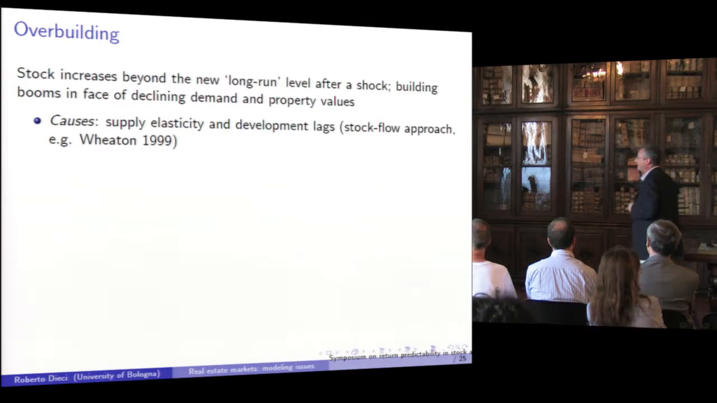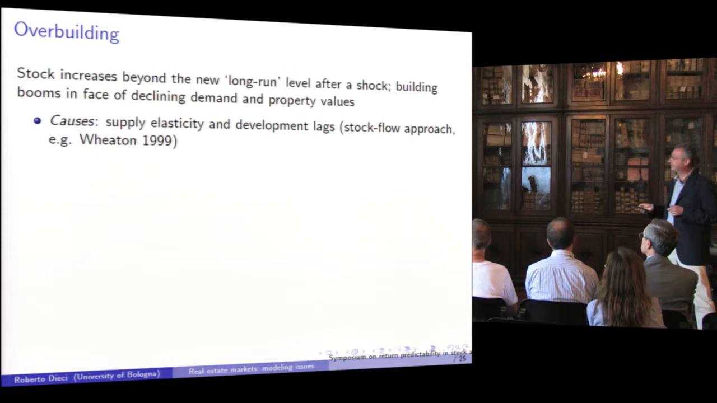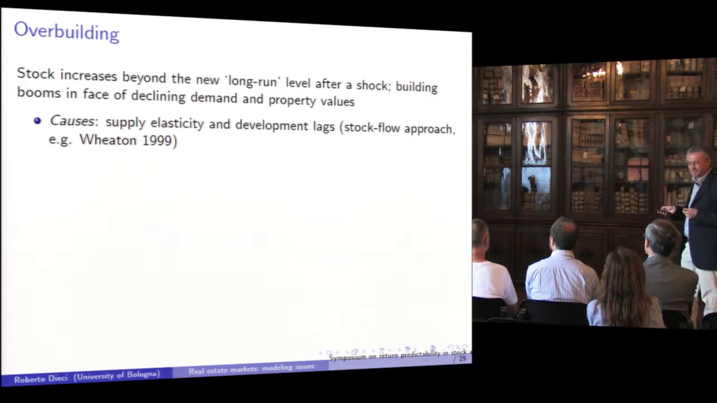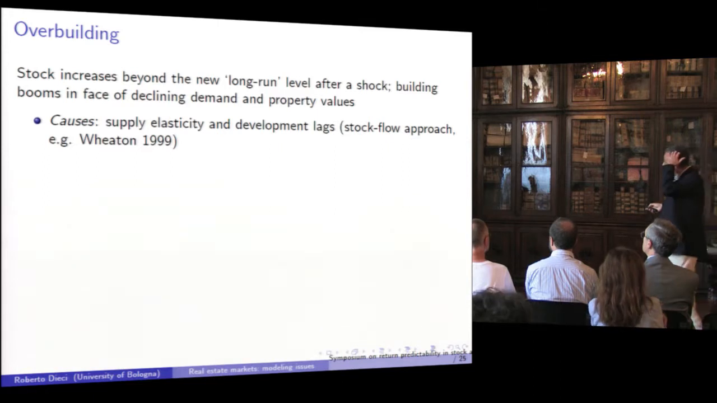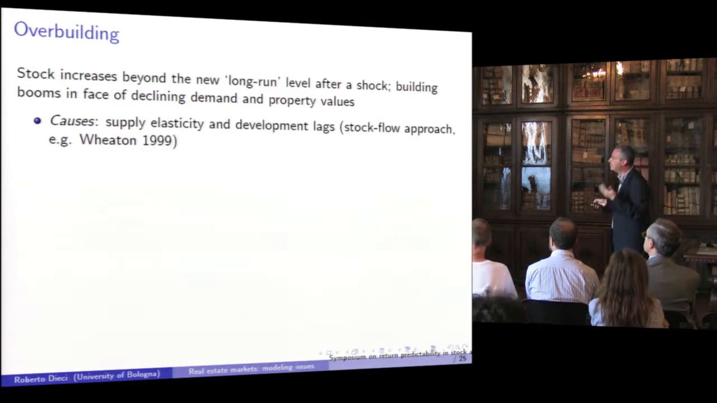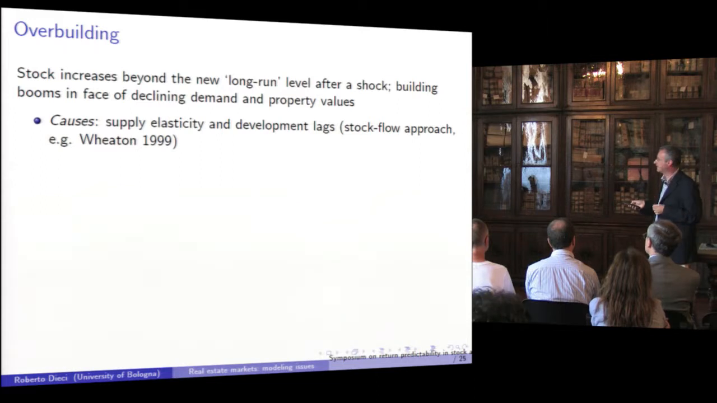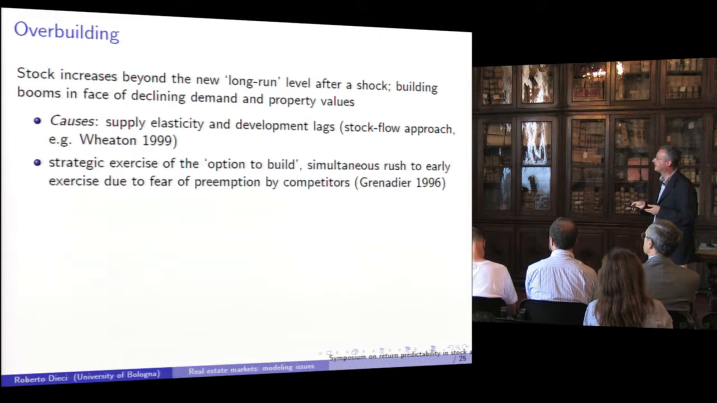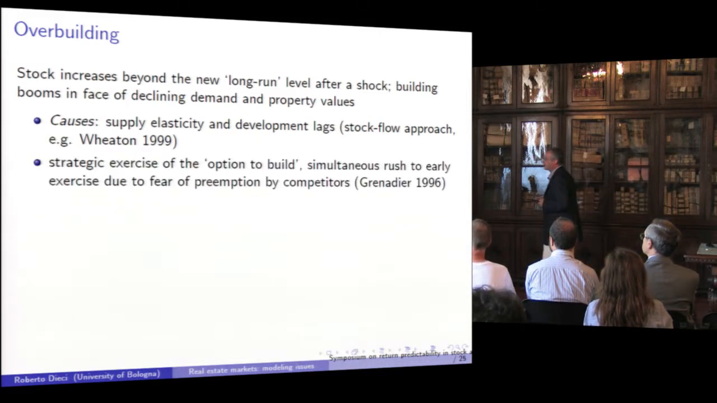Another widely debated issue is that of overbuilding. There is no rigorous definition of overbuilding, but if you look at the literature, you see that overbuilding might mean the stock increases beyond the new long-run level after a shock. Another more generic definition is that we have building booms in the face of declining demand and property values, which has been reported also in the US housing market. The causes may be, from the perspective of these models, supply elasticity and development lags in the stock flow model, but there are also other explanations that are more grounded in rational theory.